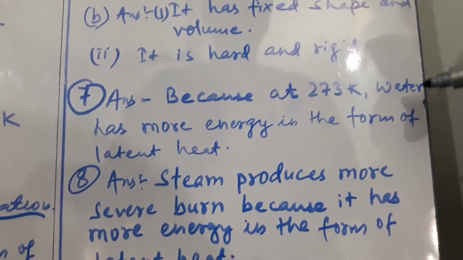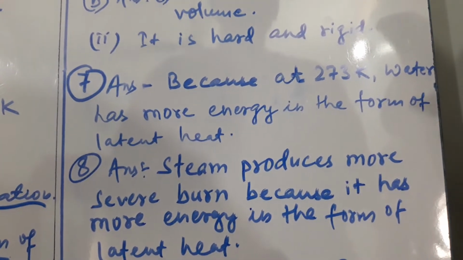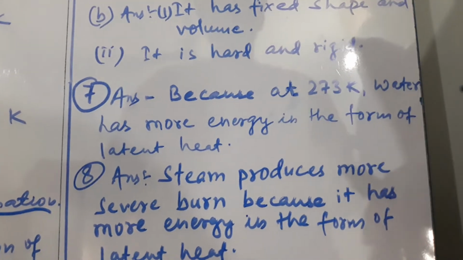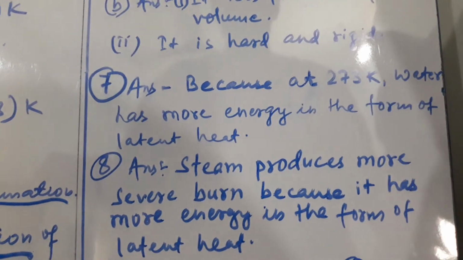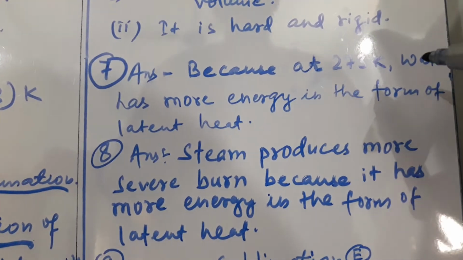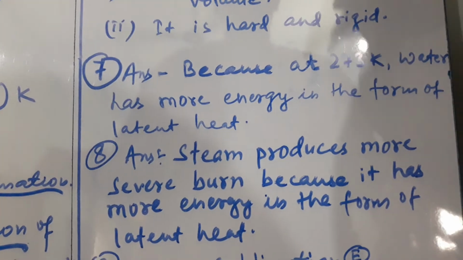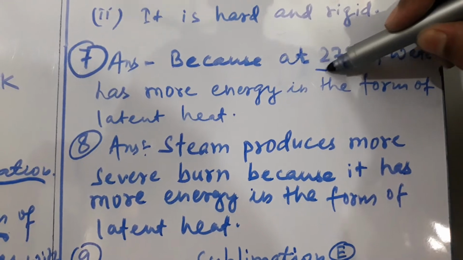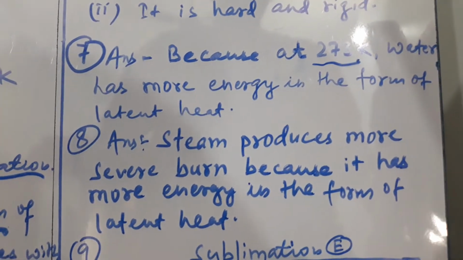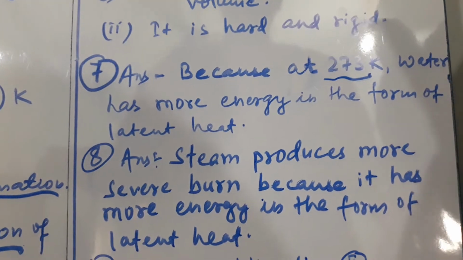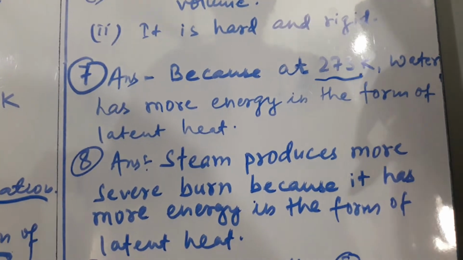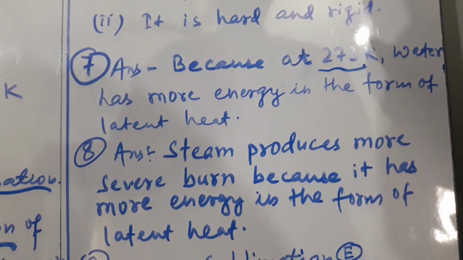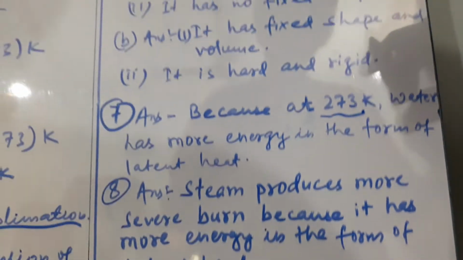At this temperature both forms of water are possible, which we have already mentioned here. Now this question discusses why at this temperature ice has more cooling effect than water. At this temperature water is present in both forms, liquid as well as solid. Liquid form is water itself and solid form is ice. Ice has more cooling effect than water because water has more energy than ice.